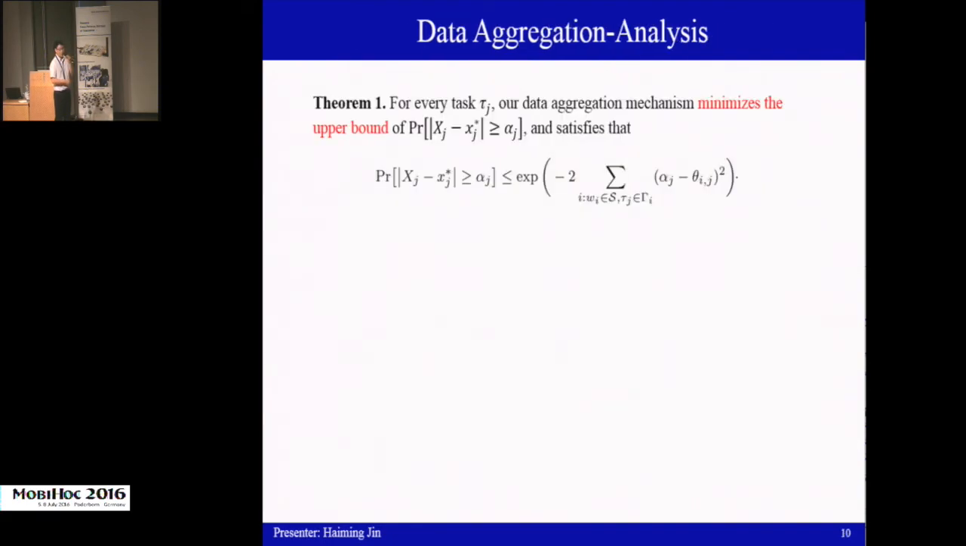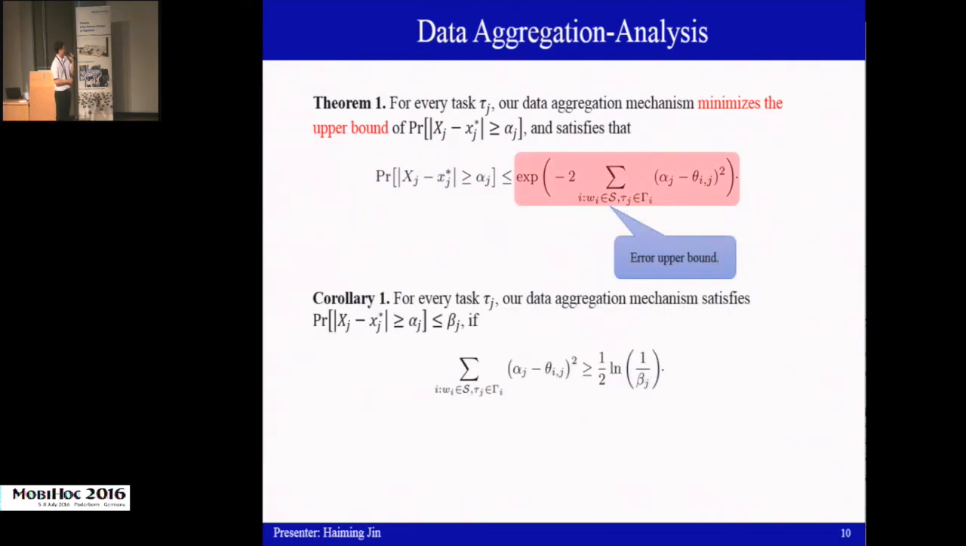We'll skip all the analysis of the data aggregation mechanism and directly talk about some results. Firstly, we proved that for every task, our data aggregation mechanism can minimize the upper bound of the error probability, which is the probability that the absolute difference between the aggregated result of this task and the ground truth x_j star is larger than or equal to alpha_j. This data aggregation mechanism can upper bound this error probability by this expression.